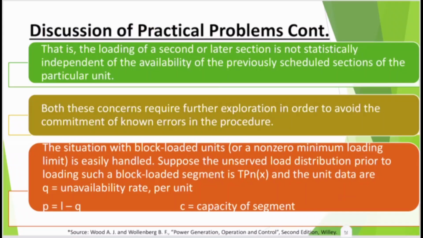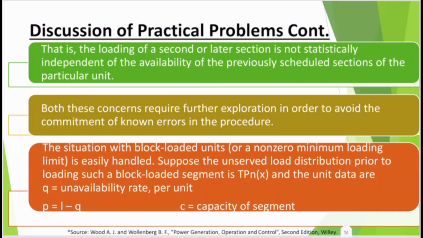That means the loading of a second or later section is not statistically independent of the availability of the previously scheduled section of the particular unit. Each one is dependent on the previous availability. If the previous fails, then the second calculation also needs to change. Both these concerns require further exploration in order to avoid committing a known error in the procedure. It means you have a statistical strategy for your commitment and load is being met, but if something happens in between due to failure or outages, then certainly your solution is not going to work properly.